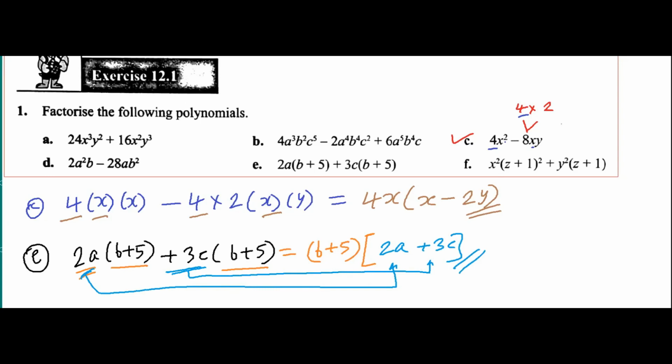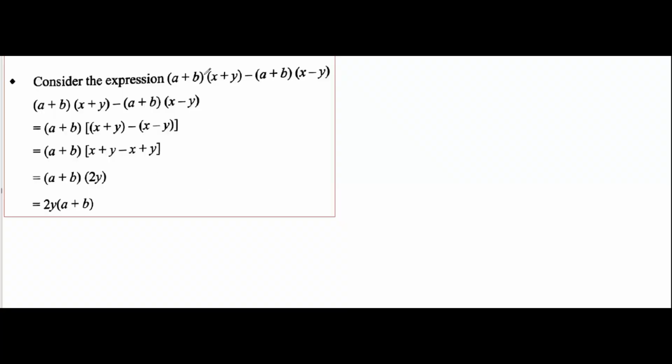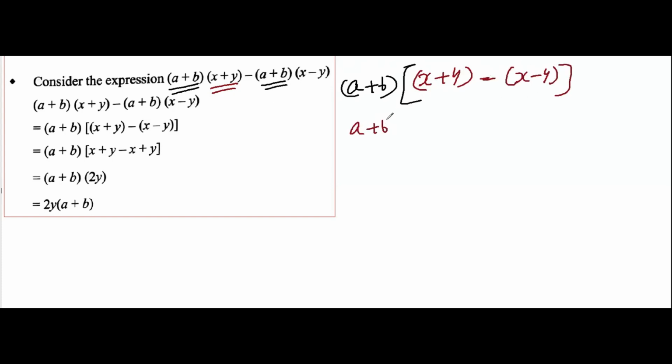Got it? Next. So here they have considered the algebraic expression as (a plus b) into (x plus y) minus (a plus b) into (x minus y). We can take a plus b as common. So I'm writing a plus b as common. Within bracket what I will get: x plus y, I am writing here. This minus will come over here, this x minus y I am writing here. Okay. Then this a plus b will be as it is.